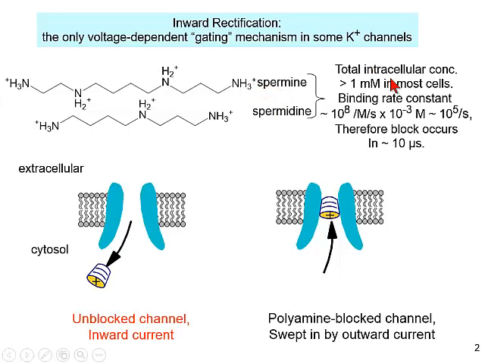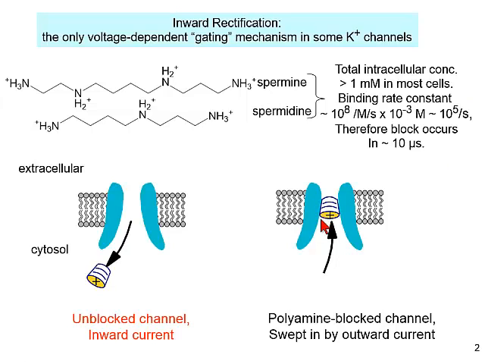The total concentration in most cells is fairly high, around a millimolar, and using the concepts that you learned in Chem 1 and a typical forward binding rate of 10^8 per molar per second times a millimolar gives you an effective forward rate constant for binding of around 10^5 per second, or 1 over 10^5 is 10^-5 seconds, or 10 microseconds. And so on the usual time scale of electrophysiology, these channels get plugged up by intracellular polyamines too rapidly to observe.